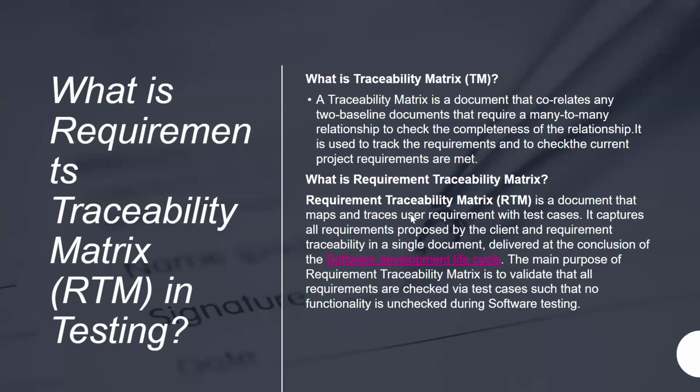That's why on the next slide, they're trying to describe what a requirement traceability matrix is. So we've seen that documentation, right? A traceability matrix is basically a document that correlates any two baseline documents that require a many-to-many relationship, to check the completeness of the relationship. It is used to track the requirements and to check that the current project requirements are met.